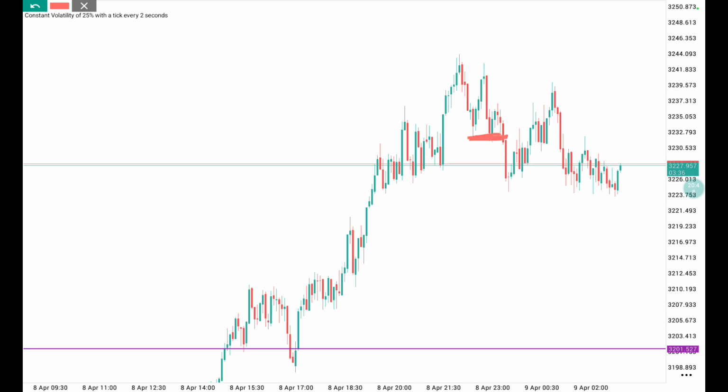That's change of character. The first indication of a reversal. Change of character. Market structure shift is the first indication of a reversal.